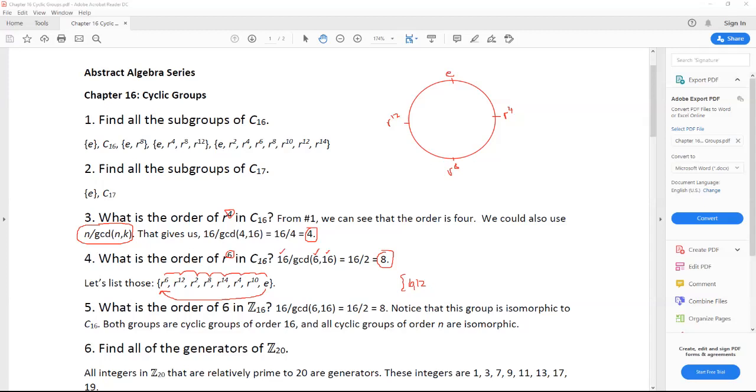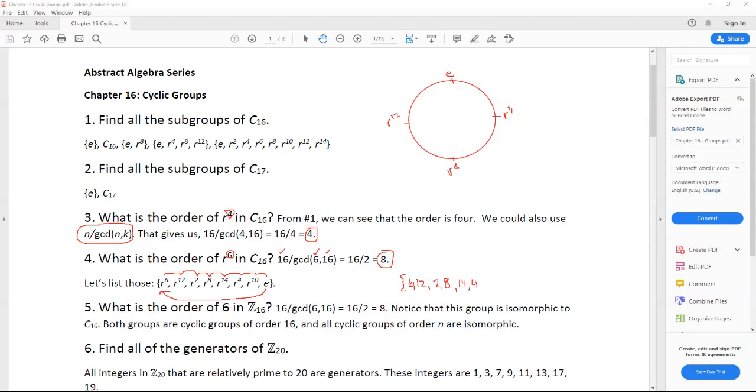Let me erase that. And let's apply the 6 to the 2. That gives us 8. And if we apply 6 to 8, that's going to give us 14. And if we apply 6 to 14, that's going to give us 20, which is equal to 4 in Z16.